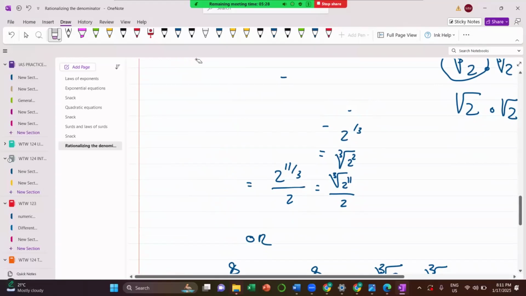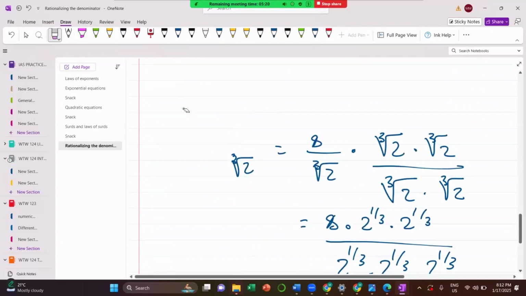Before I start solving this second problem, I want to compare the letter A and letter B. I'm going to compare the two problems so that you guys can see the difference.